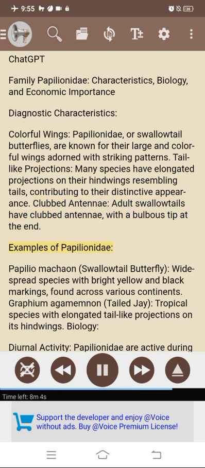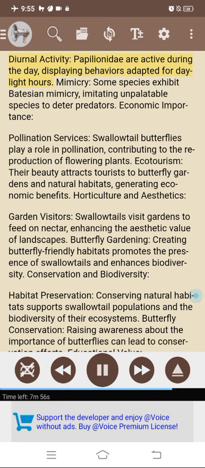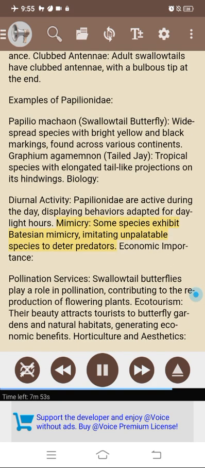Examples of Papilionidae: Papilio machaon, swallowtail butterfly, a widespread species with bright yellow and black markings, found across various continents. Graphium agamemnon, tailed jay, a tropical species with elongated tail-like projections on its hindwings. Biology. Diurnal activity: Papilionidae are active during the day, displaying behaviors adapted for daylight hours. Mimicry: some species exhibit Batesian mimicry, imitating unpalatable species to deter predators.